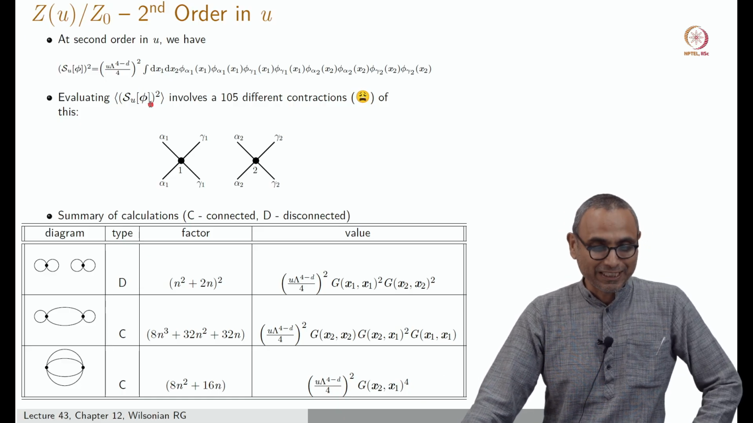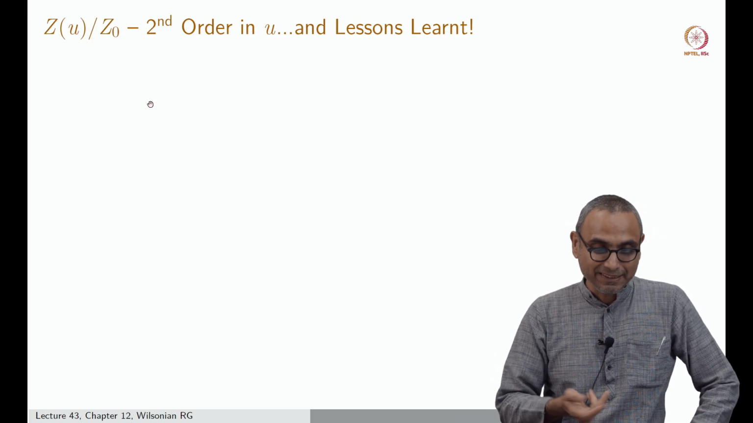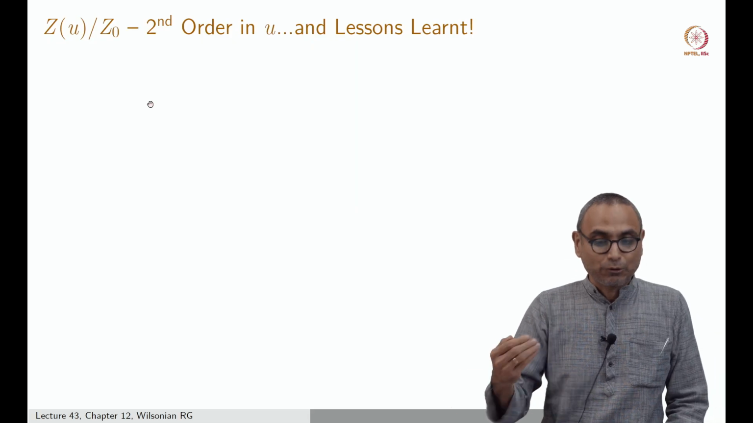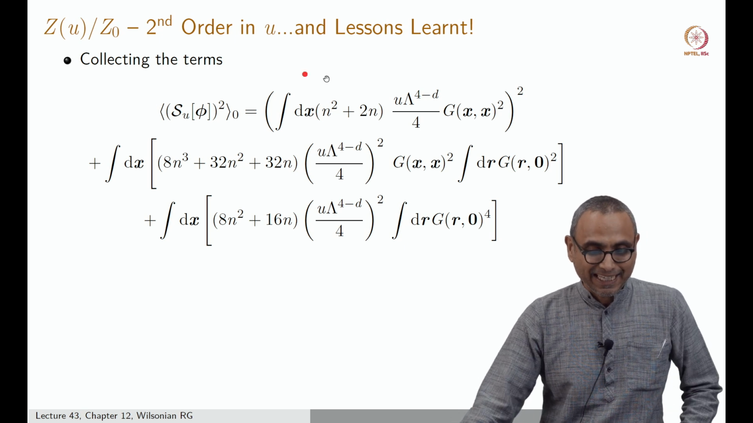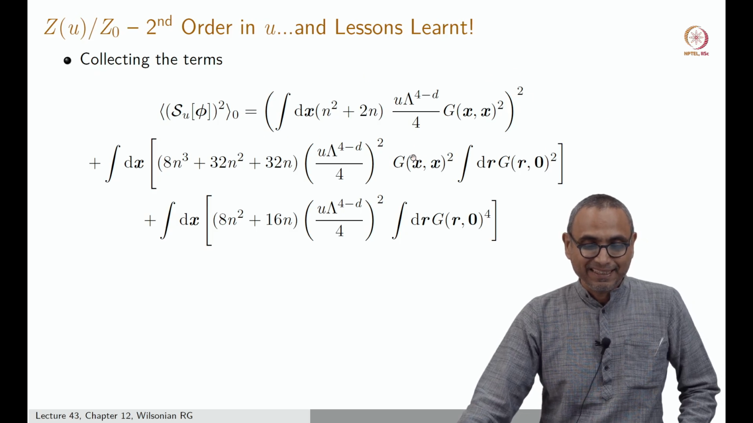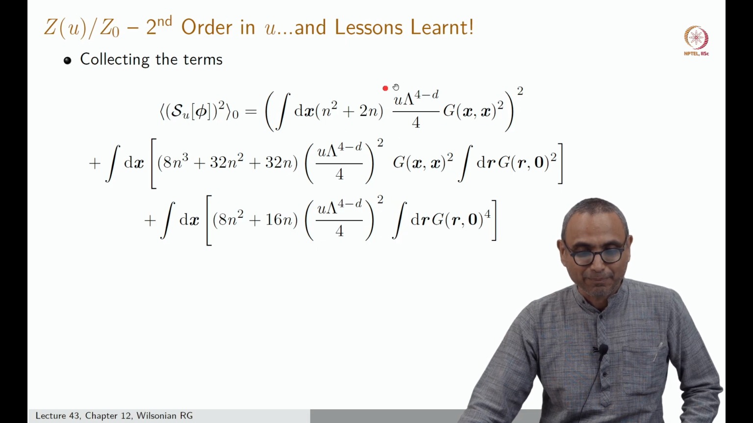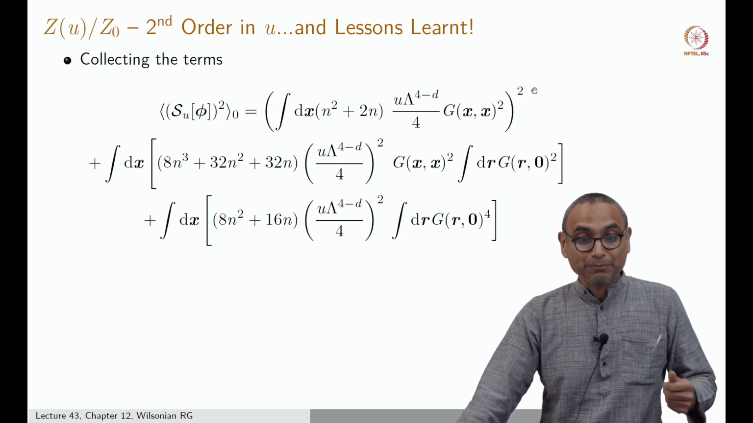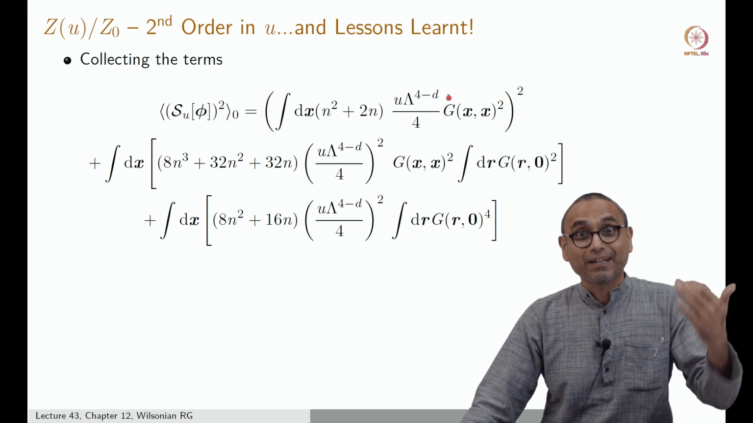I am not going to do the third order. But based on the calculations we have done, what have we learned? That is what I would like to explore. If you collect all the terms at second order, you will see that this is the disconnected piece, and it comes as an integral over position. An integral over space can be thought of as some kind of density, and this is squared. So in some sense, if this were a finite system, this quantity would be proportional to the square of the volume of the system.